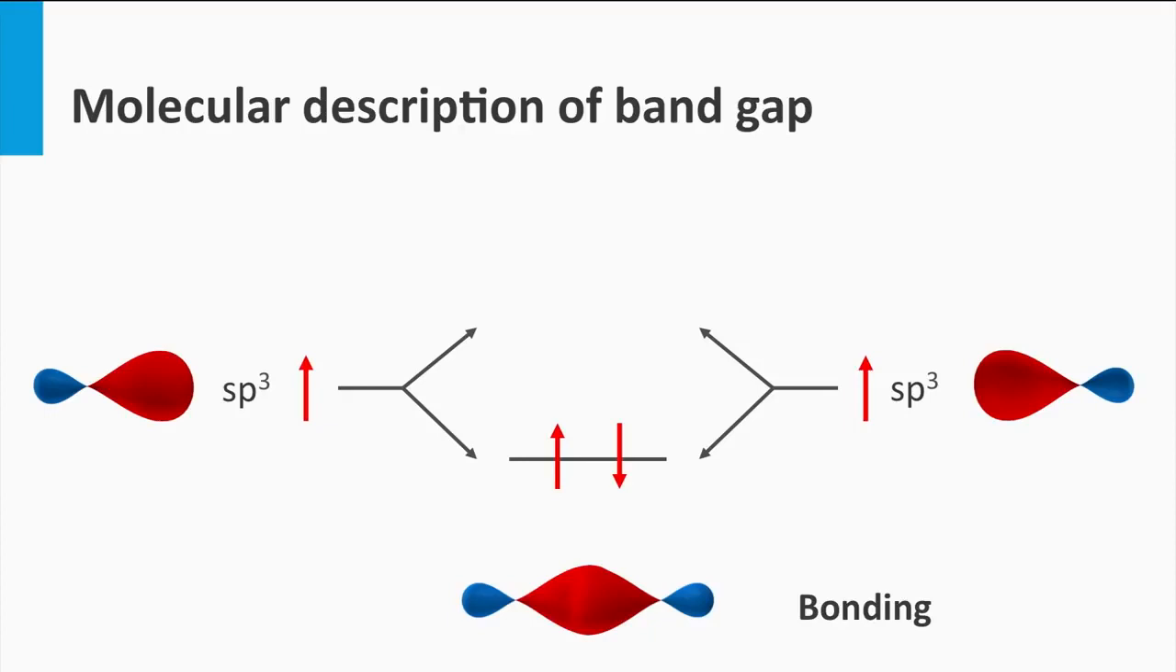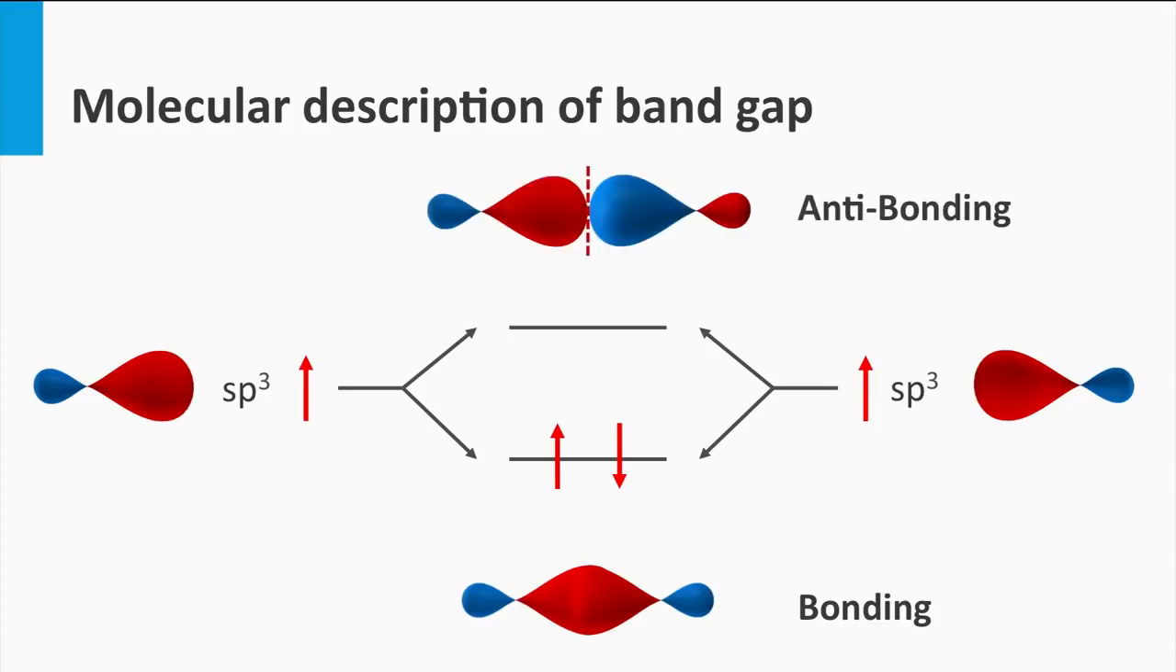This bonding state represents the attraction between the silicon atoms and the creation of a bond. The energy level of the bonding level is lower than the original sp3 level and therefore more stable. The second, higher energy level is called the anti-bonding level. Its energy level is higher than the original sp3 level and therefore electrons do not prefer to fill this state.